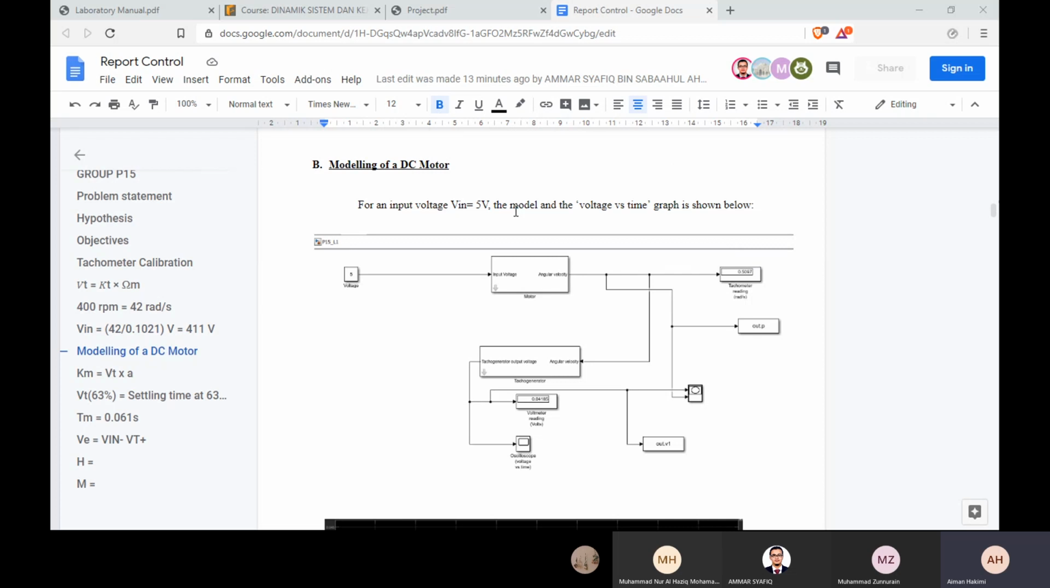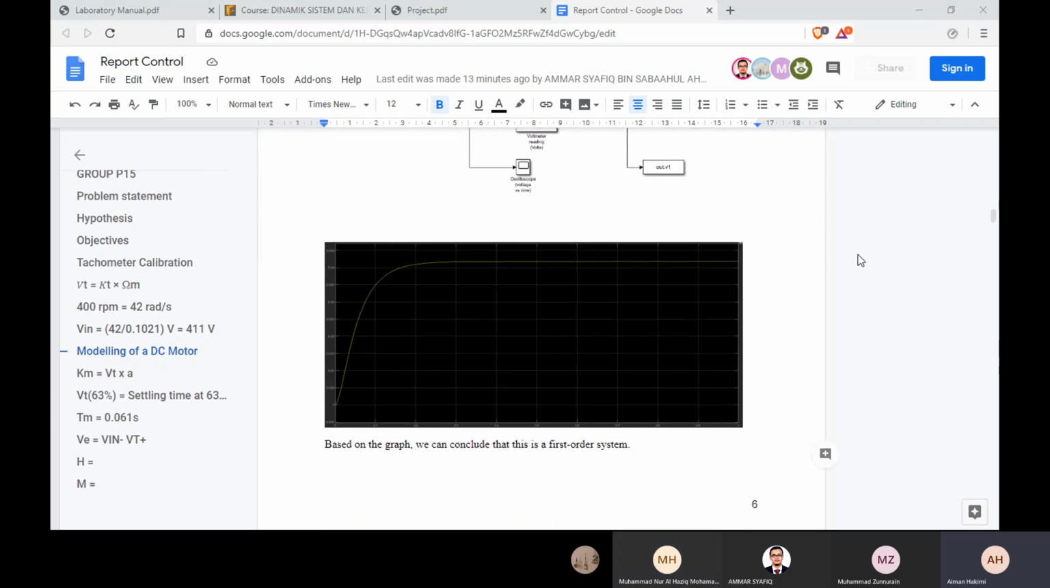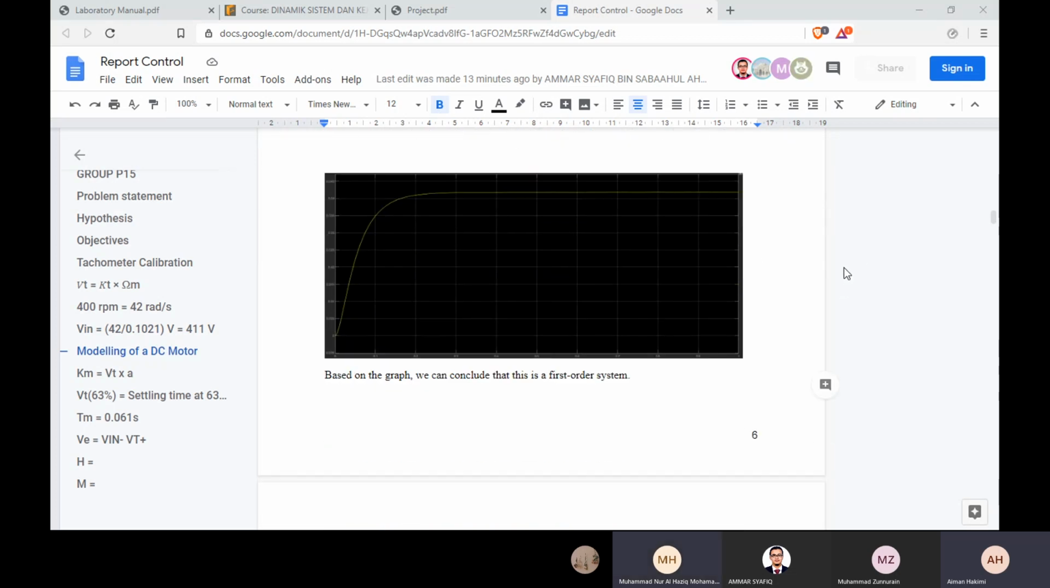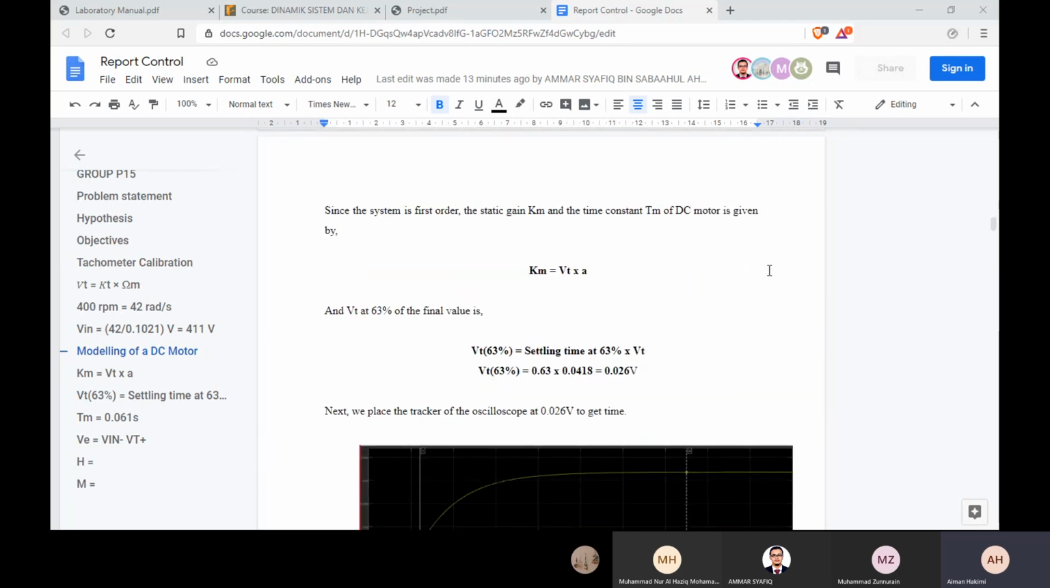I input 5 volts as the supply to the motor, and this is the simulation, and I plot a voltage versus time graph. There it is. So based on this graph, we can conclude that this is a first order system. So since this is first order, I need to deduce the static gain Km and the time constant Tm of the DC motor. The equation of Km static gain is Vt times A.